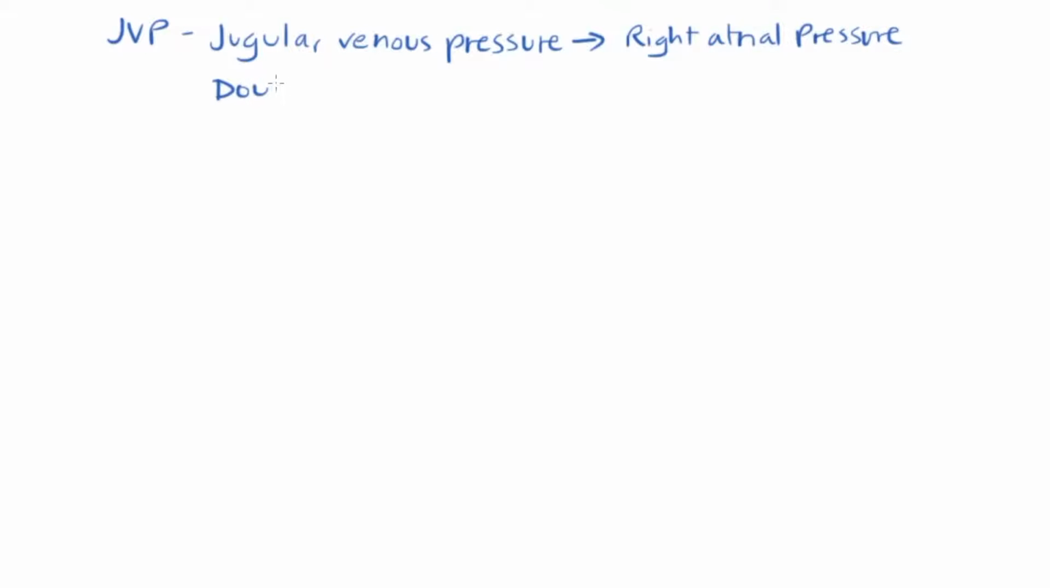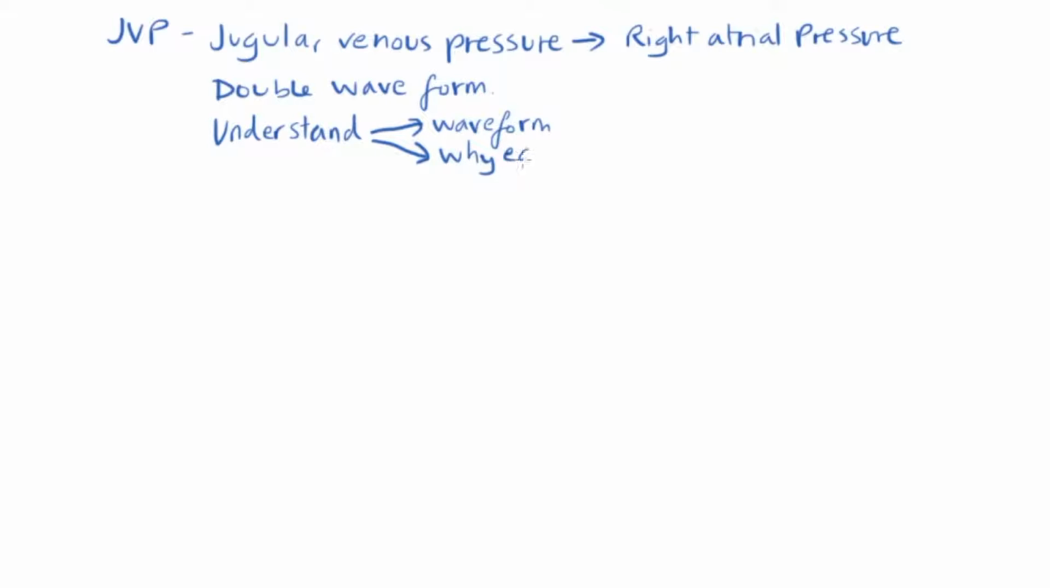The pulsation, unlike an arterial pulse, has a double waveform, and I'll come on to why that is later in the video. So in this video, hopefully by the end, you'll be able to understand why there's a double waveform and what is occurring within the right side of the heart at each stage of the JVP.